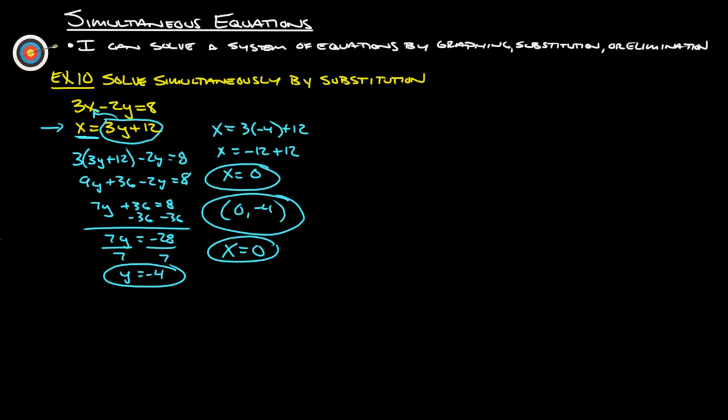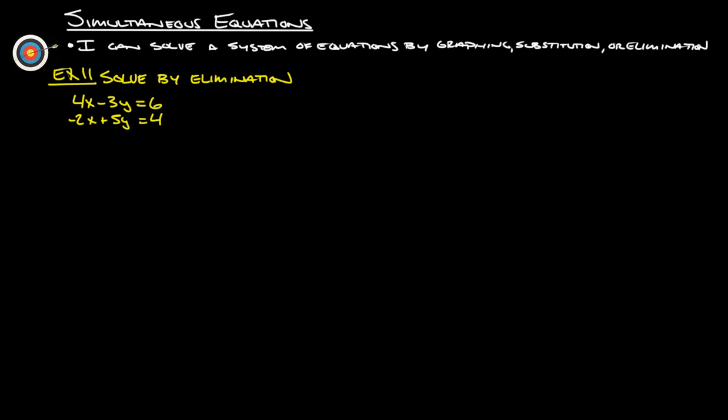Okay? All right. Let's take a look at another one. Now we solved by graphing, we solved by substitution. Now we're going to solve by elimination. And again, elimination is just how it sounds. You're going to eliminate one of the variables. Okay, so what I like to do on these is I like to look for the variable that is going to be easiest to drop out.